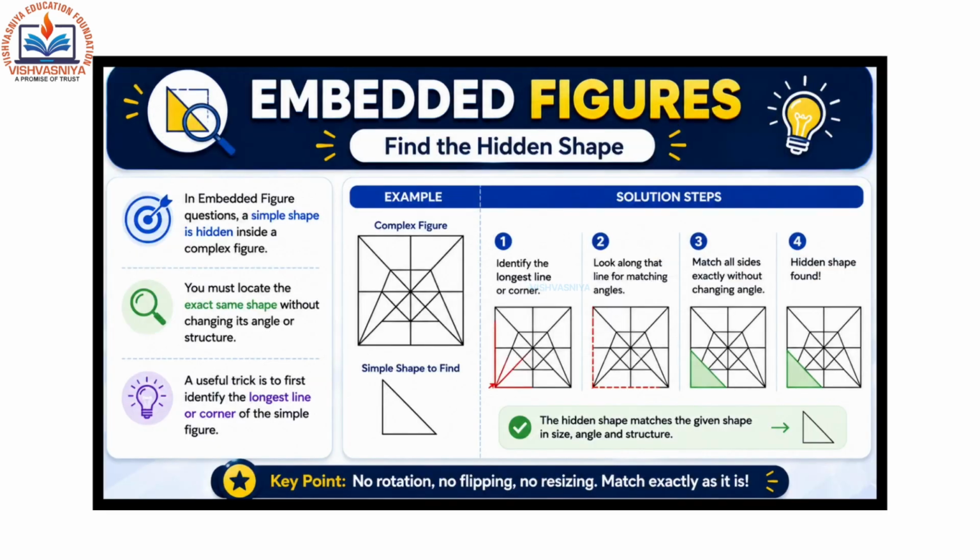In embedded figure questions, a simple shape is hidden inside a complex figure. You must locate the exact same shape without changing its angle or structure. A useful trick is to first identify the longest line or corner of the simple figure.